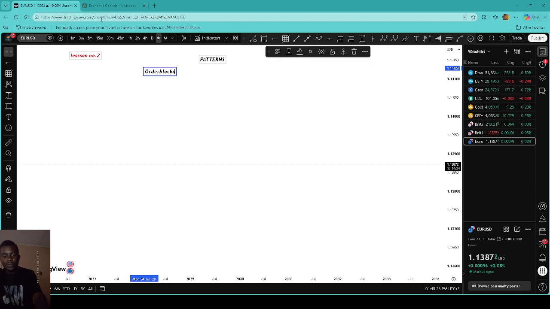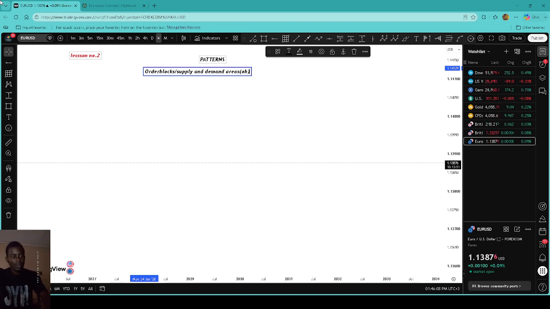Other people consider them as supply and demand areas. Are we together? Now we have a terminology for order blocks, and the terminology is always the OB. So if you hear any trader saying, I'm waiting for price to come into my OB, that means he's waiting for price to come into his order block.